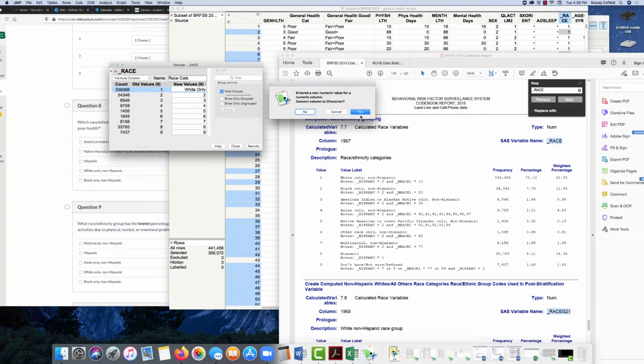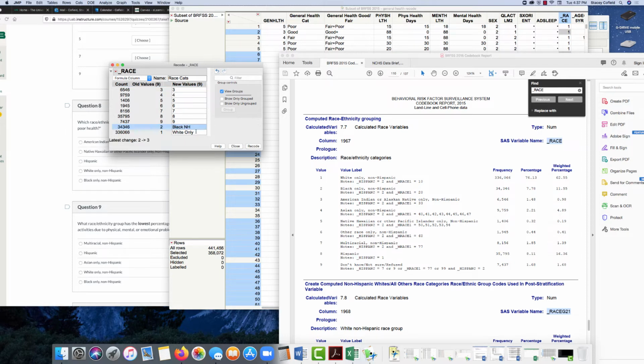And it's going to say, do you want to convert this to character? And the answer is yes. So now 2 is black. And so if you want to include that it's non-Hispanic, we could do black non-Hispanic, and I can go down here to the whites and do white non-Hispanic.